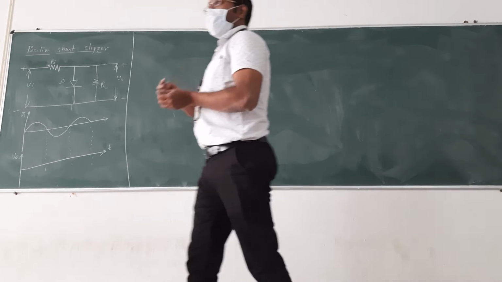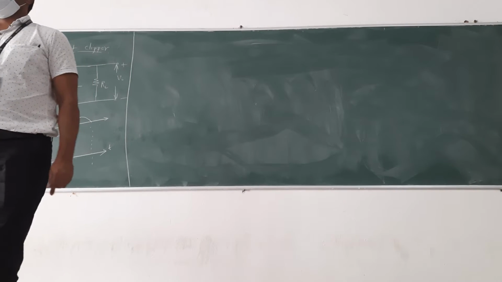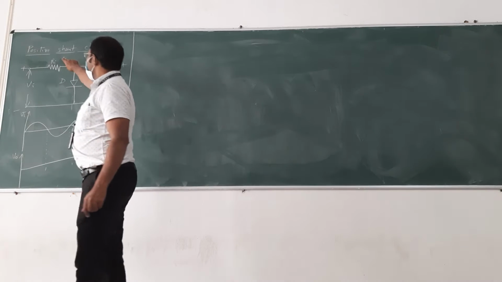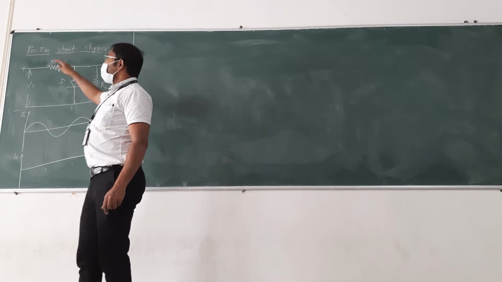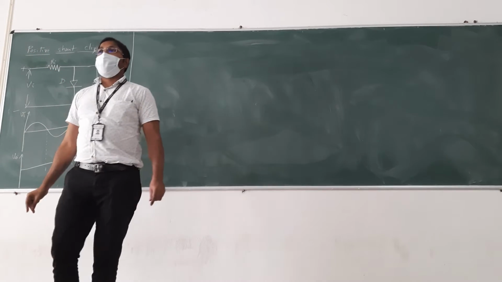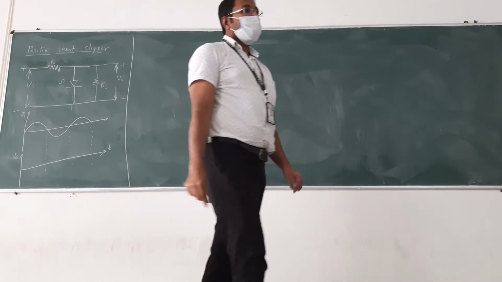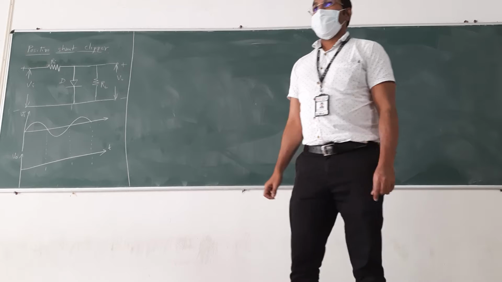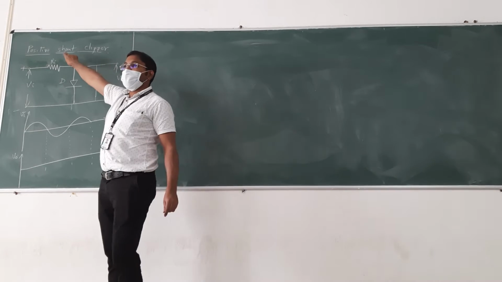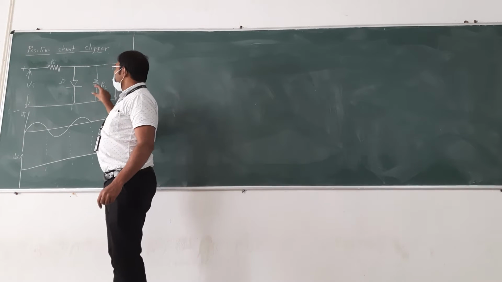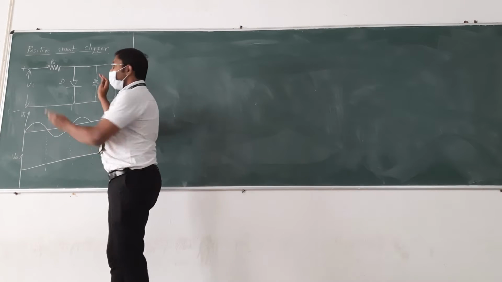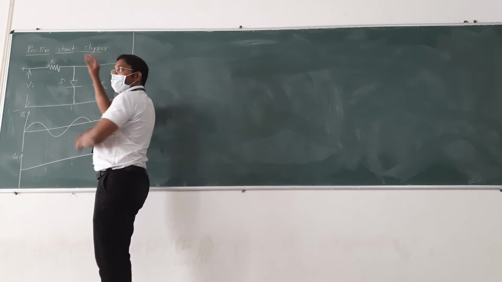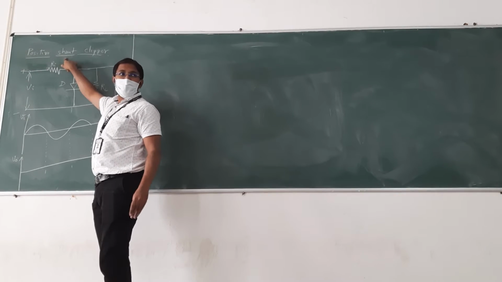So the next circuit that we will discuss is the positive shunt clipper. Why is it called a positive shunt clipper? Anybody? Why shunt? Because the diode is in parallel with the load, a parallel connection. So that is why you have the name shunt.